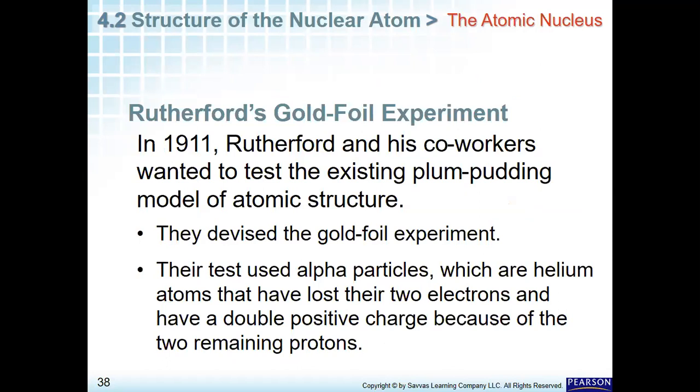In 1911, Rutherford and his co-workers wanted to test the existing atomic model of Thomson. Is it really right or not? They devised the gold foil experiment, and their test used alpha particles, which come from nuclear reactions that happen in radioactive elements. Alpha particles have a helium structure that has lost its two electrons and have a double positive charge because of the two remaining protons.